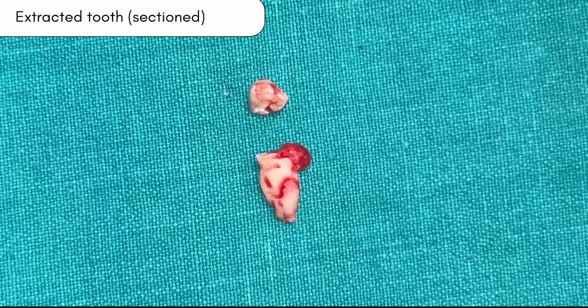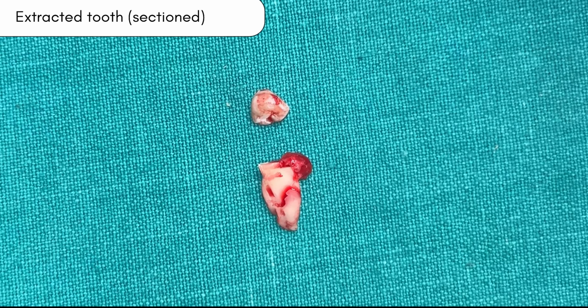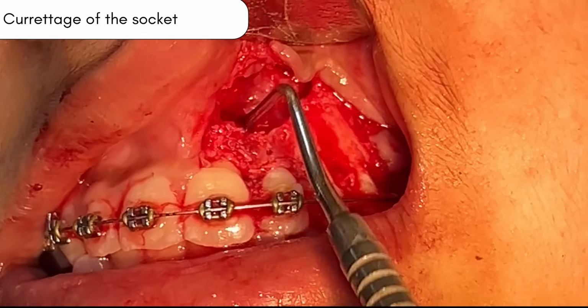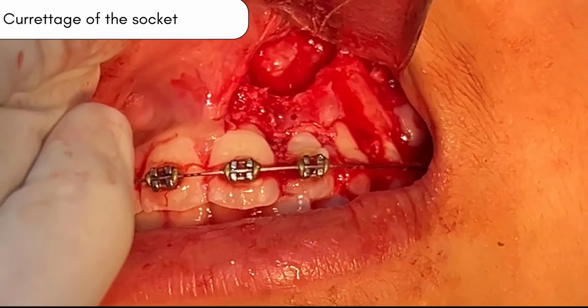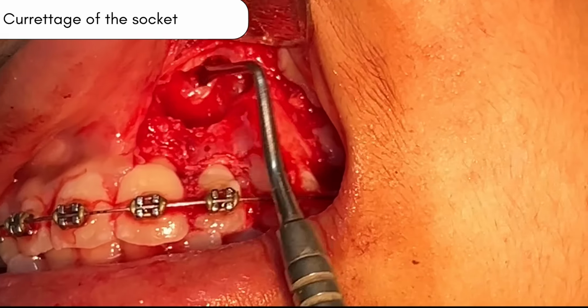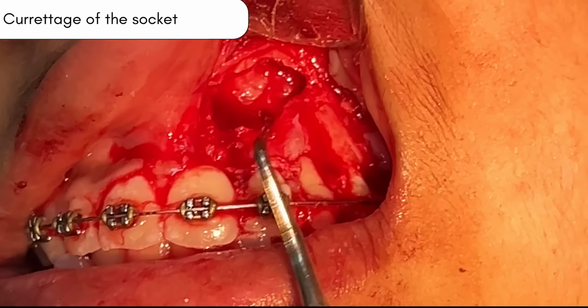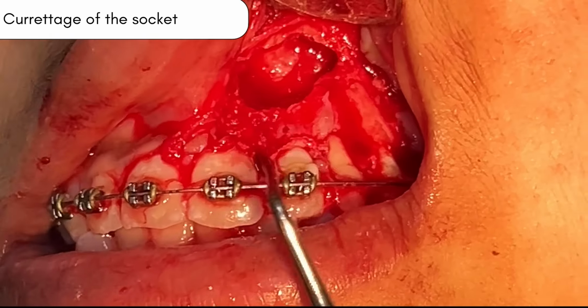So you can see this is the extracted tooth placed on the tray. Here you can see the site of the socket. This is how the tooth was lying. This is the socket, and it is irrigated and curettage debridement is done. Once debrided, we place the flaps.